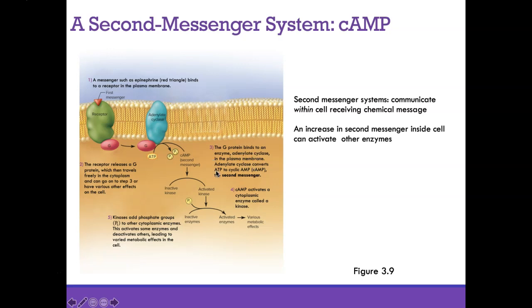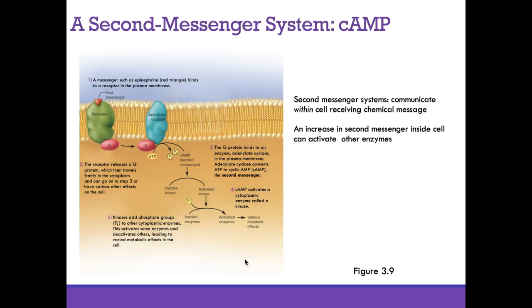Adenylate cyclase can then convert ATP into cyclic AMP, cAMP, which is the second messenger. When there's a lot of cyclic AMP inside of the cell, it can then activate an enzyme called a kinase. Once a kinase is activated, that kinase can add phosphate groups to other enzymes, turning them on, and that can lead to a metabolic effect on the cell. So this is a run-through of a second messenger system that uses cyclic AMP.